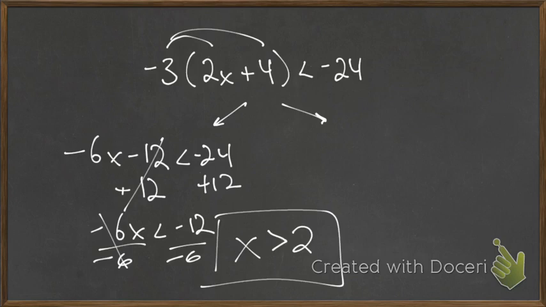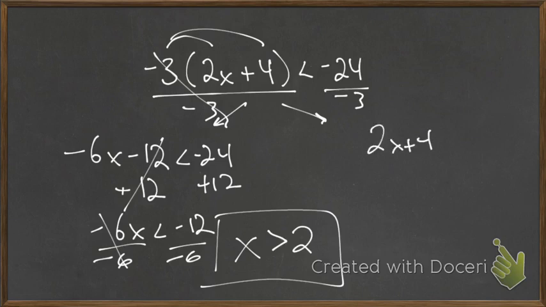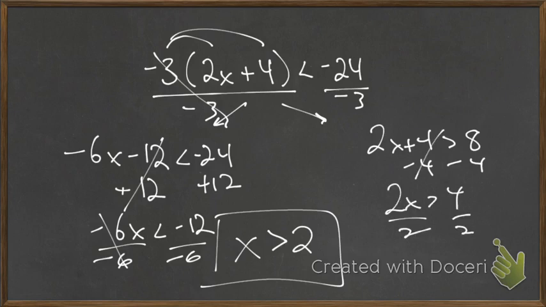That's what everybody that finished it on the Desmos said. Now I want to show you something cool. There's another way. And this is actually the way I personally do it. From the starting equation here, I like to divide both sides by negative 3 first. You guys seeing that? That'd give me 2x plus 4 is greater than 8. Subtract 4: 2x greater than 4. Divide by 2 for x is greater than 2.